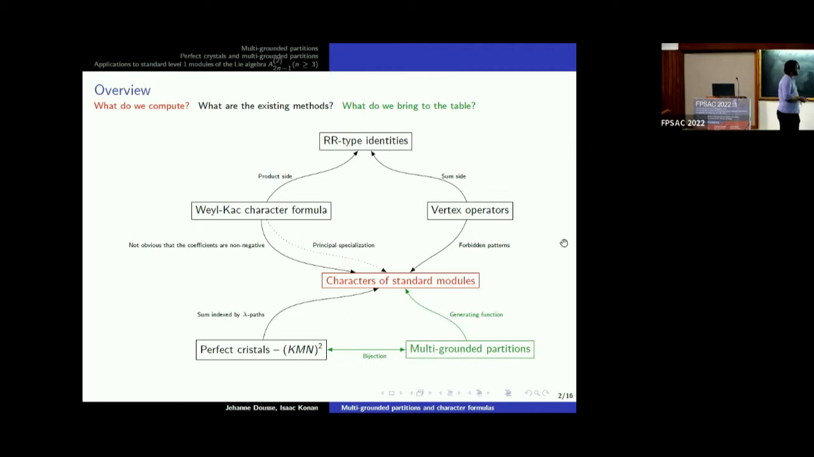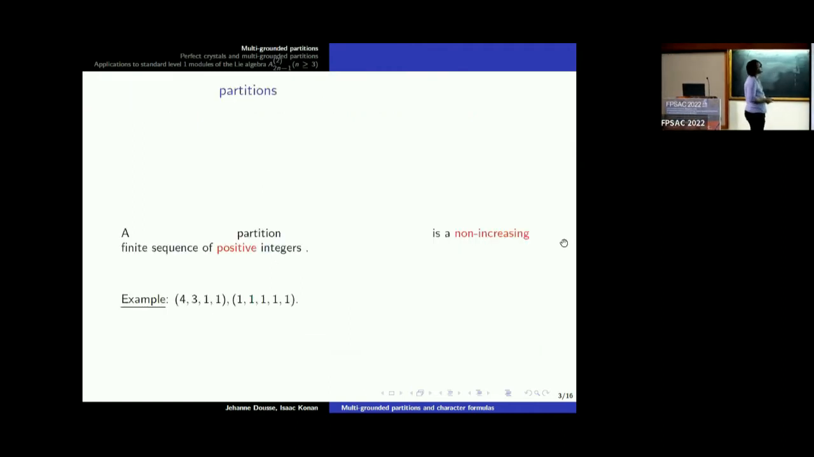I will now introduce what a multi-ground partition is. But first, what is a partition? A partition, in the sense of integer partition, is a non-increasing finite sequence of positive integers. For example, 4, 3, 1, 1, and the sequence 1, 1, 1, 1, 1, five times.